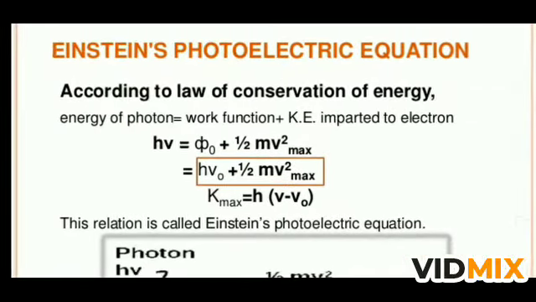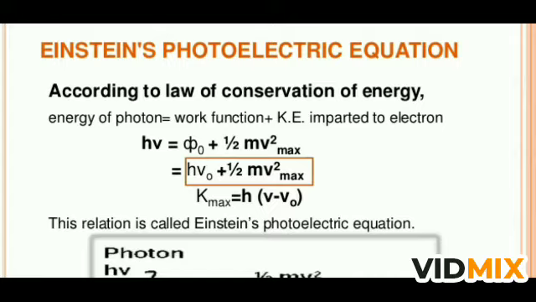Now what is Einstein photoelectric equation? According to law of conservation of energy, energy of photon is equal to work function plus kinetic energy imparted to electron. Means जो एनर्जी फोटोन की है उस एनर्जी को हम दो पार्ट में डिवाइड कर रहे हैं, दो पार्ट में देख रहे हैं. According to law of conservation of energy, the energy of photon is equal to work function and kinetic energy imparted to electron.